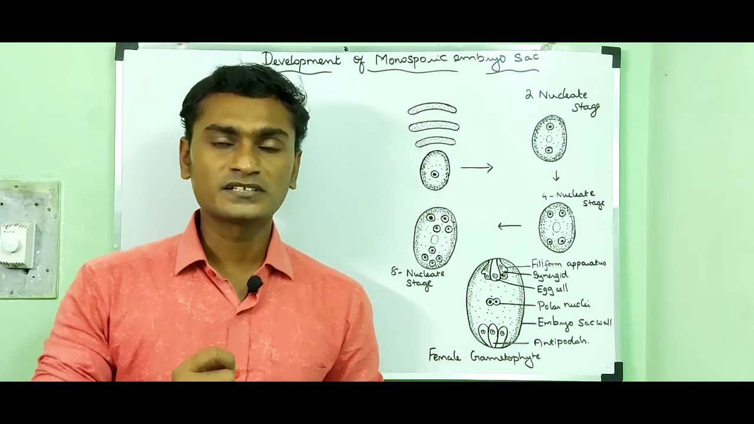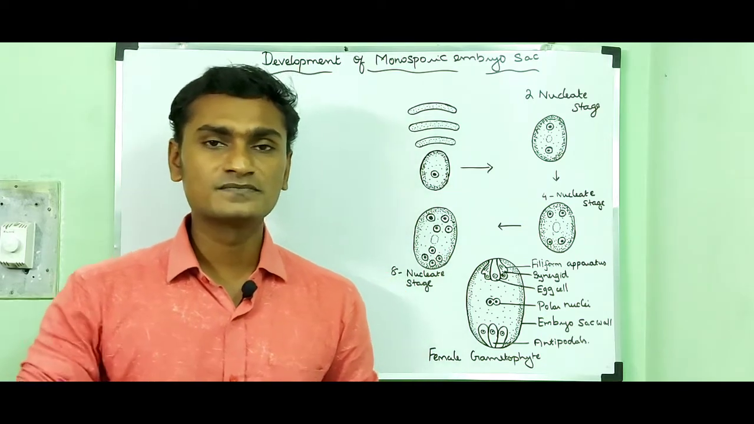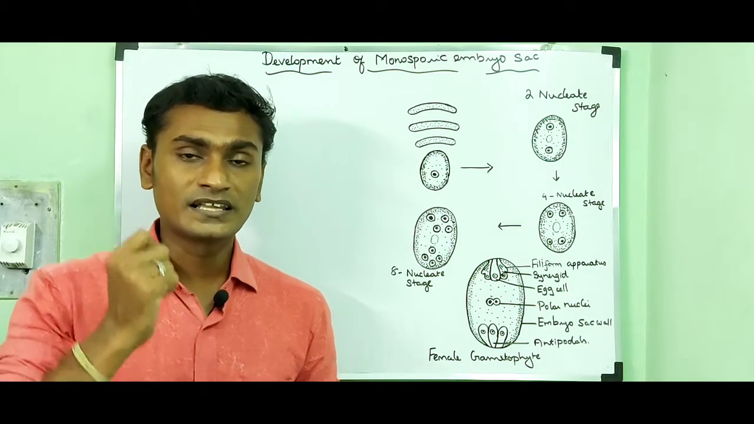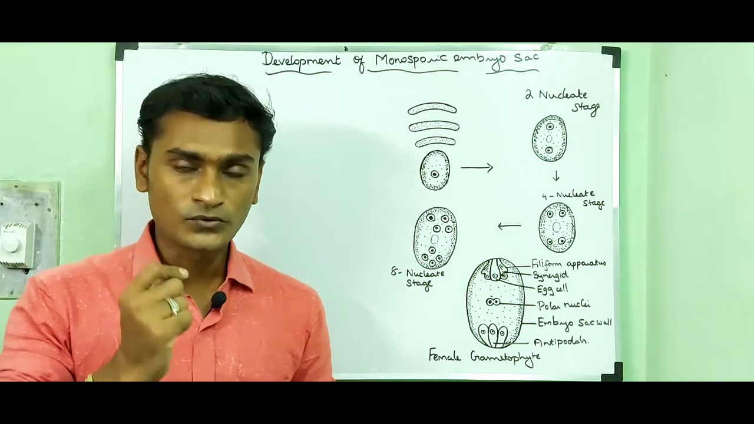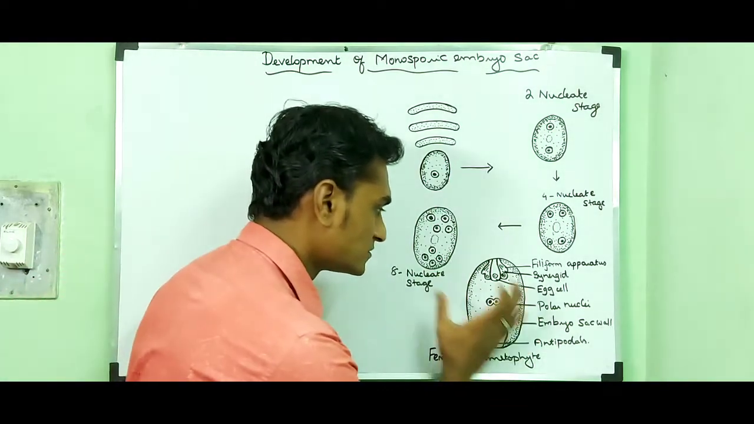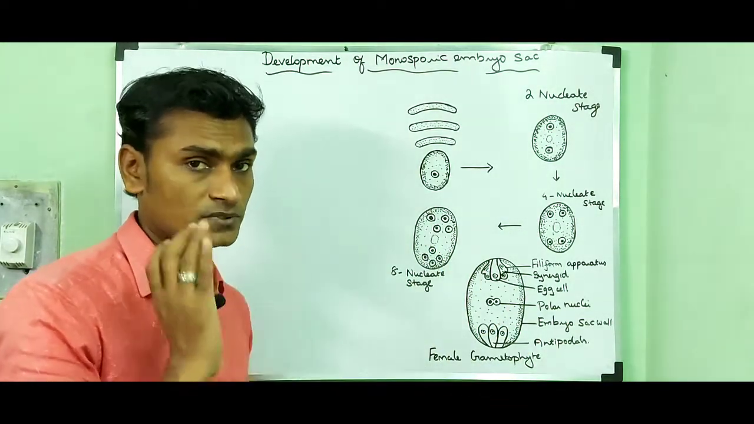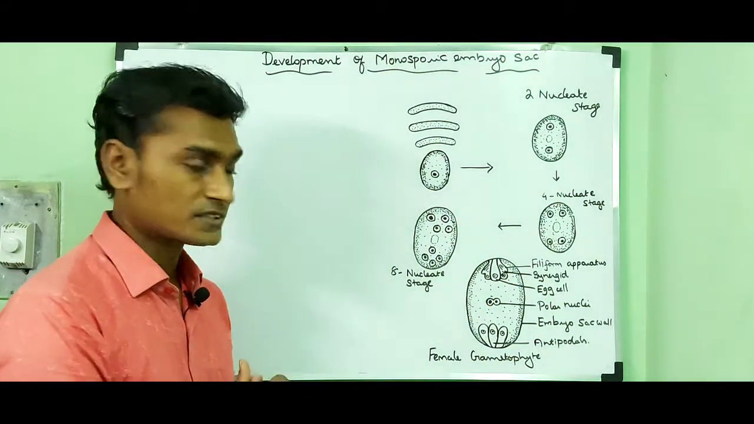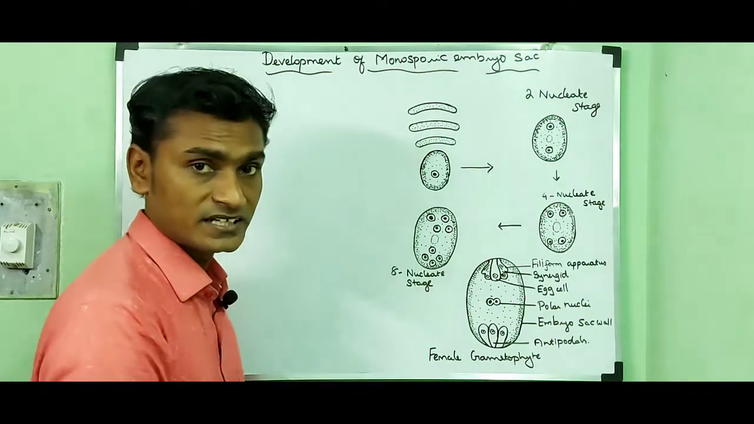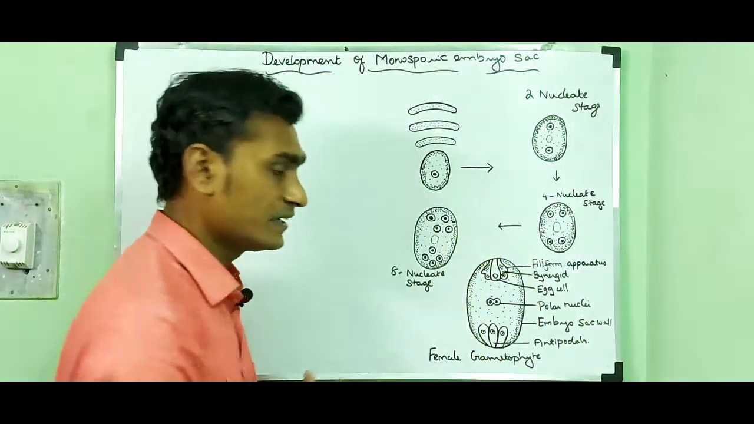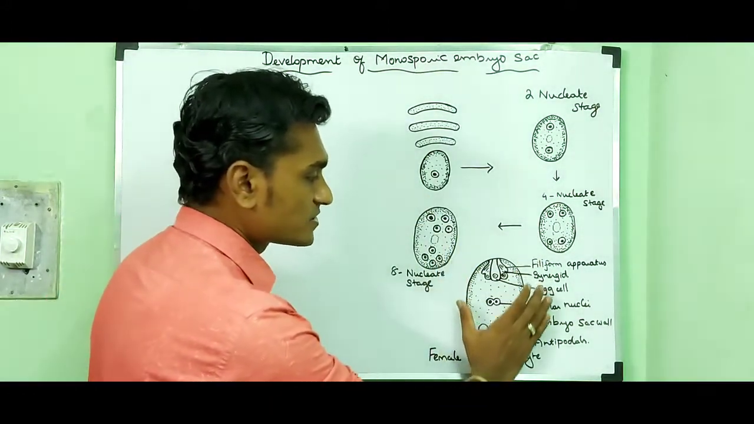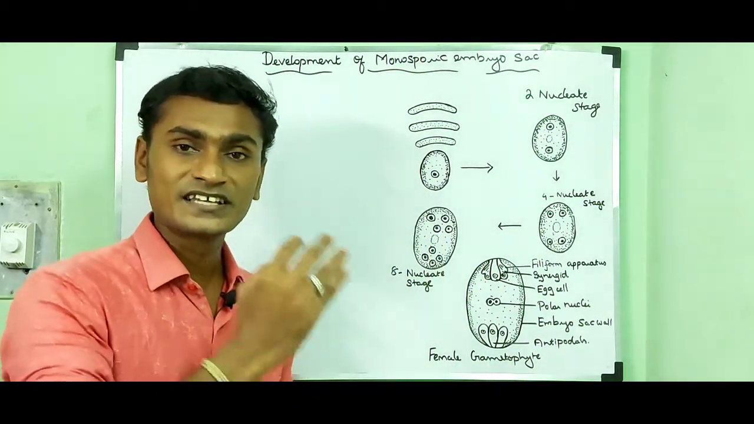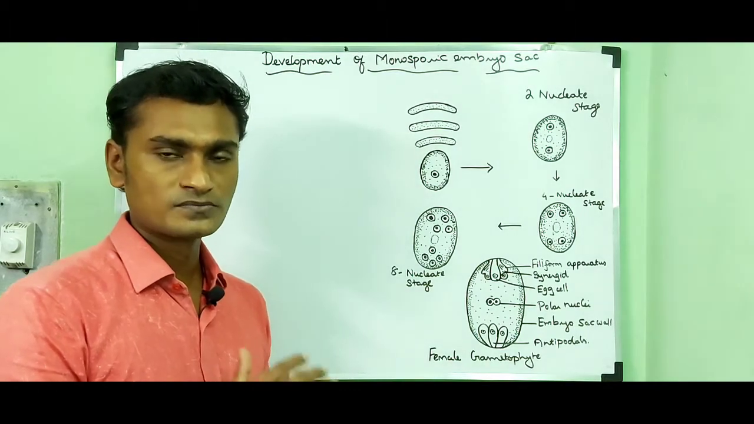The female gametophyte is otherwise called the embryo sac, which contains the egg. The embryo sac lies in the nucellus of the ovule. Here I have drawn the structure of the embryo sac only, and I have also drawn the structure of the ovule. From the structure of the embryo sac, you are able to find the egg. The embryo sac lies inside the nucellus of the ovule.